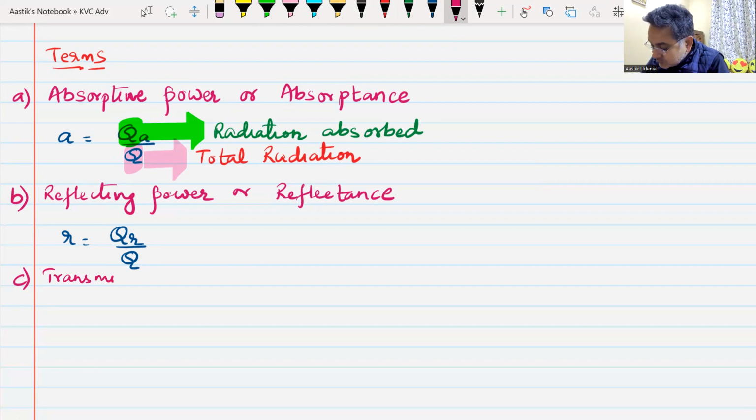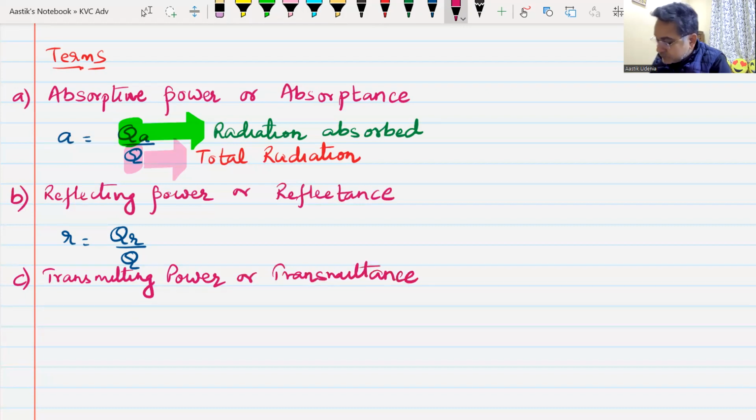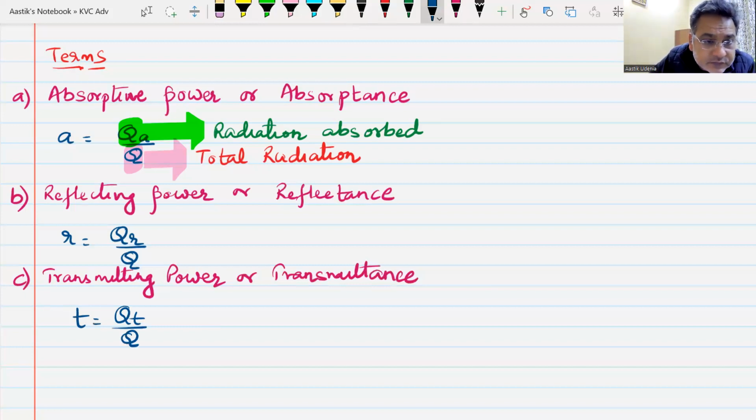Transmitting power or transmittance, denoted by the small letter t. It is Q transmitted divided by total Q falling. Do we understand this? Yes, sir.